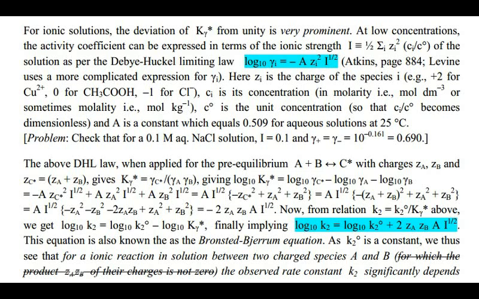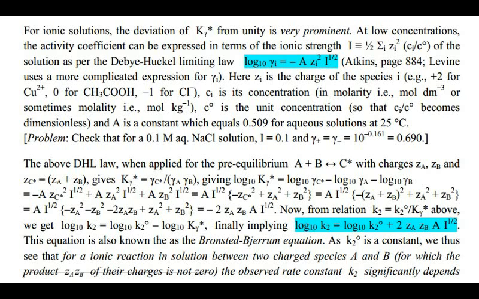Then for each of these reacting ions, the activity coefficient gamma i of the ion will be given by the Debye-Hückel limiting law. The Debye-Hückel limiting law gives gamma i as log to the base 10 of gamma i equals minus A Zi square I to the power half. This is as per Atkins. Levine has a much more complicated formula which we do not require.